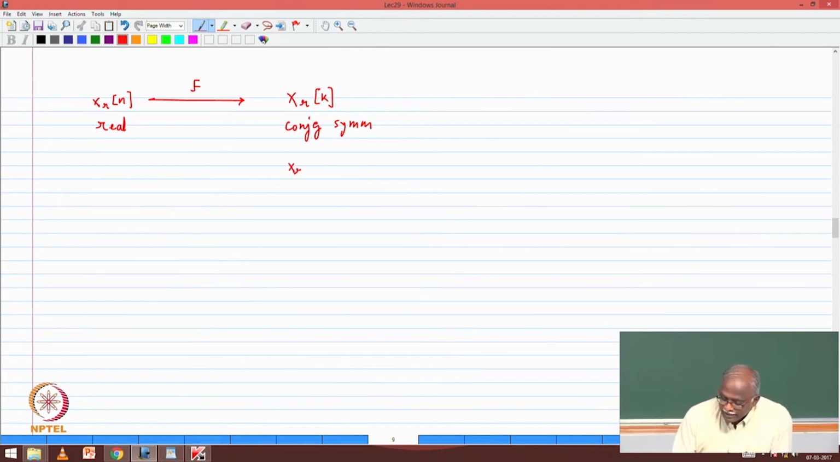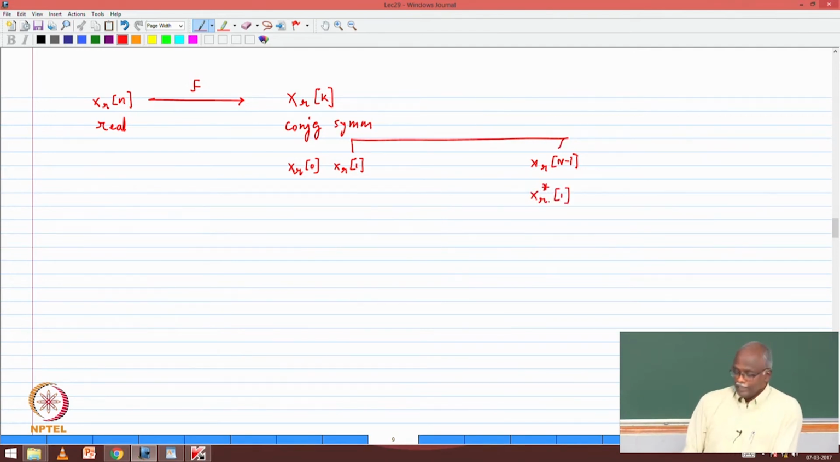You would generate XR of 0, then you would generate XR of 1 and XR of n minus 1. They are not independent of each other. These two are complex conjugates. This is nothing but XR conjugate of 1. Okay. XR of 0 is a real valued random variable. XR of 1 is a complex number. Its conjugate must be at the last. Similarly, XR of 2 and XR of n minus 2 are also related.